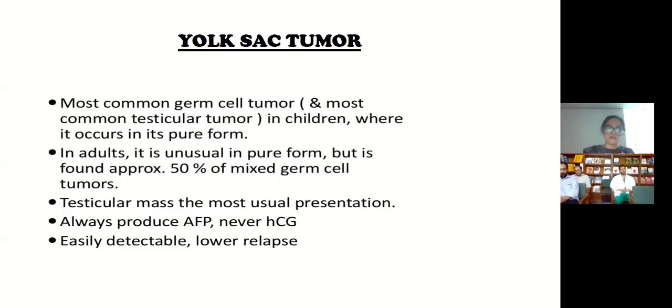Yolk sac tumor is the most common germ cell tumor in children and the most common testicular tumor as well, where it occurs in its purest form. In adults, it is unusual in pure form, but is found in approximately 50% of mixed germ cell tumors. Testicular mass is the most usual presentation. It almost always produces AFP and never HCG. It is easily detectable and has lower relapse.